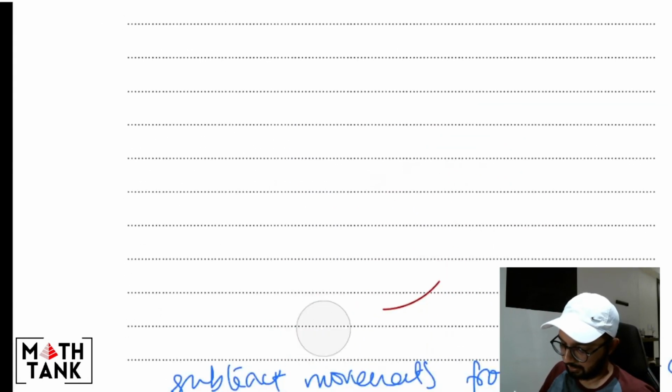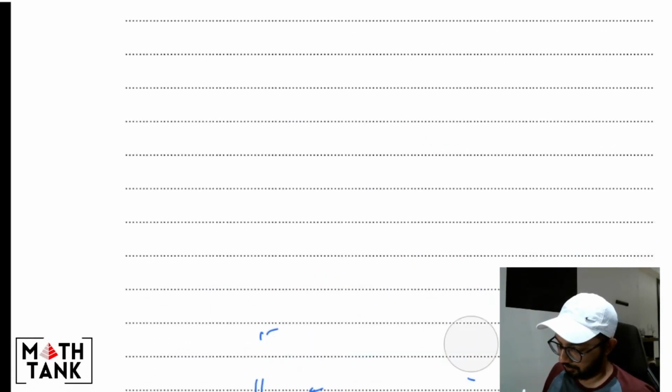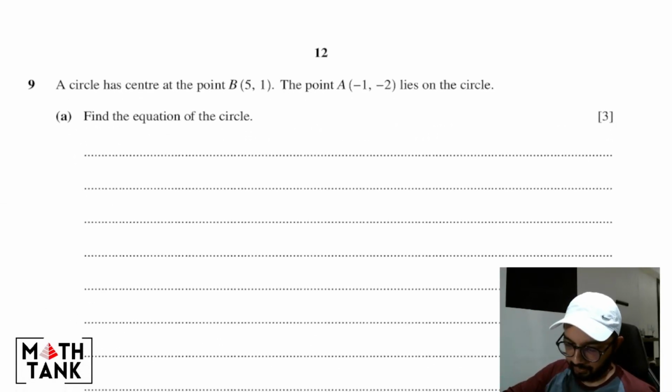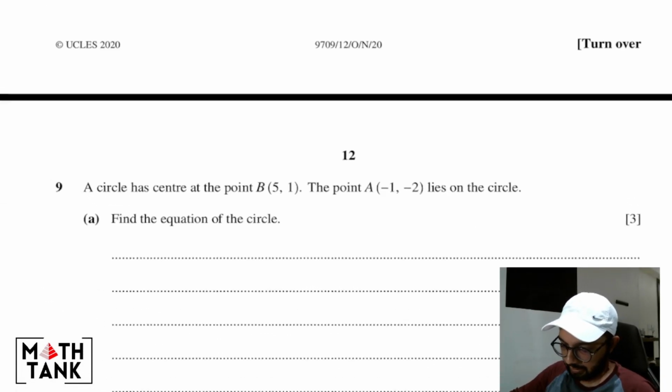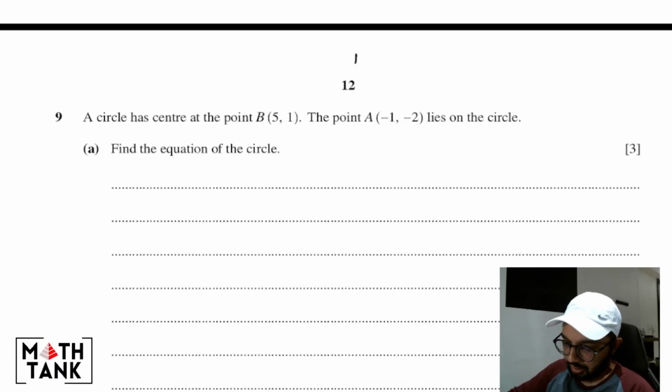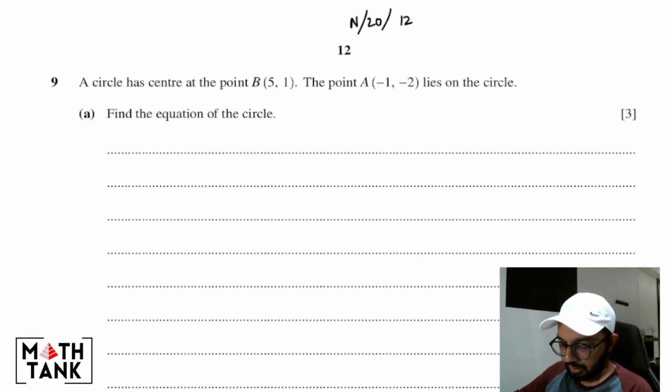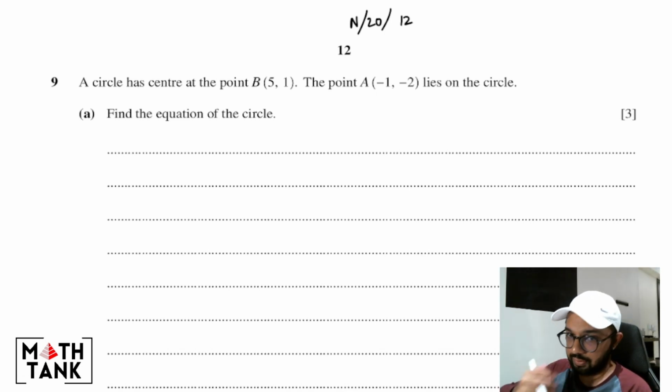And I think that's the tougher question. Okay. This is November 2012 again. A circle has center at the point B (5, 1). The point A (minus 1, minus 2) lies on the circle. Find the equation of the circle.